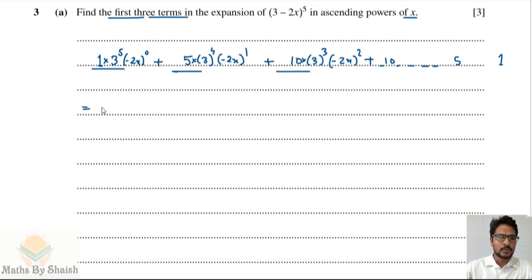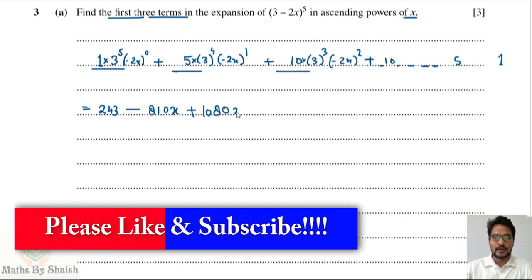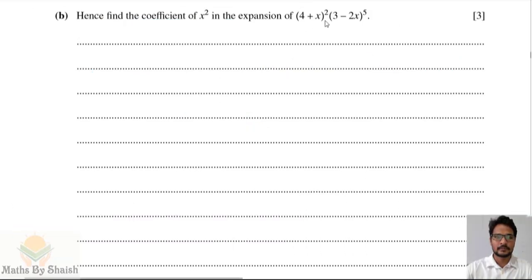expansion. So it becomes 3 to the power 5, it is 243, and anything to the power 0 is 1, so it is 1, and minus, it is 2x power 1, that is minus, 3 power 4 is 81, and then into 10 it is 810x, and here it is 9, 3 3s are 27, into 4 it is 108, into 2 it is 216, so it is plus 1080x square. So these are the first 3 terms in the expansion of this.